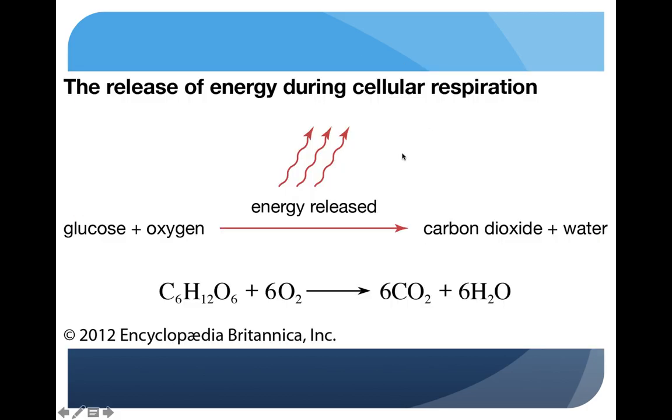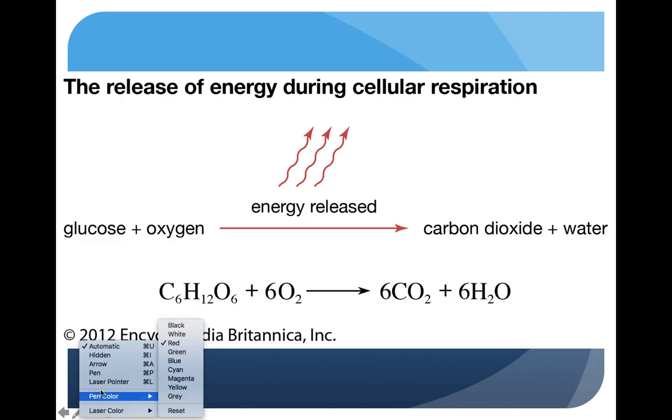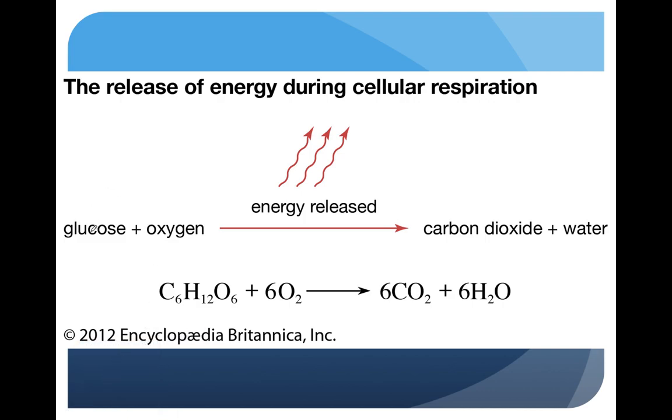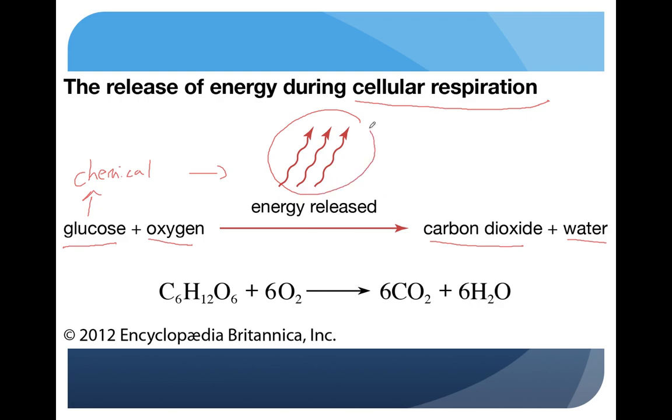Here's the chemical equation for, sorry, this is the chemical equation for cellular respiration, and it's basically the opposite of photosynthesis. So glucose plus oxygen produces carbon dioxide and water. And during this process, chemical energy, which is in the form of glucose, is converted into thermal energy, which is released during the process.